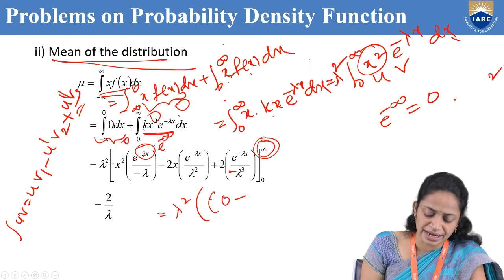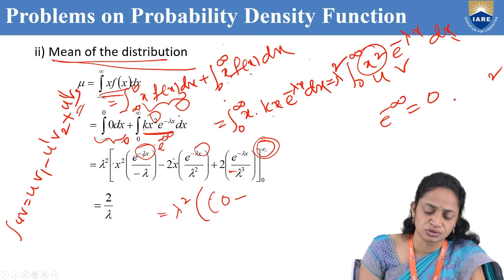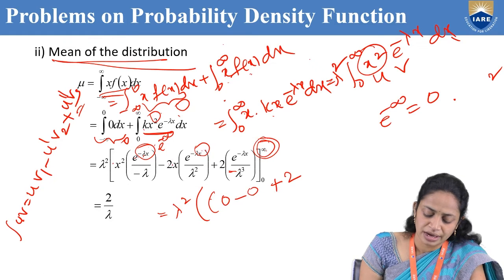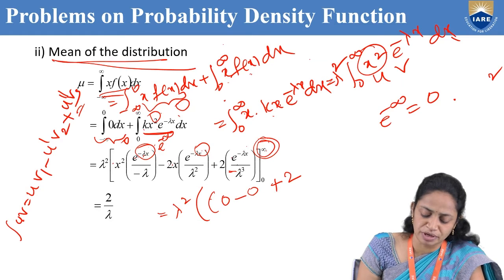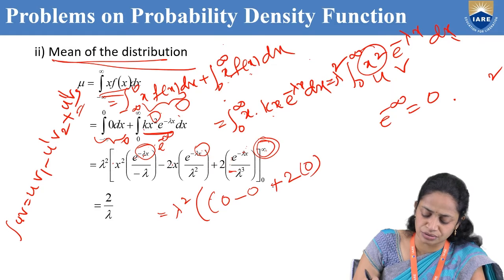So minus. Here also I am substituting infinity. So e power minus infinity is 0, and 0 into anything is 0. Plus 2 into something, so e power minus lambda x becomes e power minus infinity. We know that e power minus infinity is 0, so that is also 0.